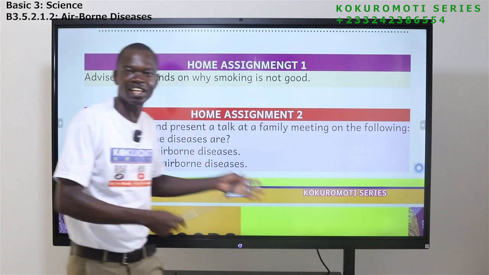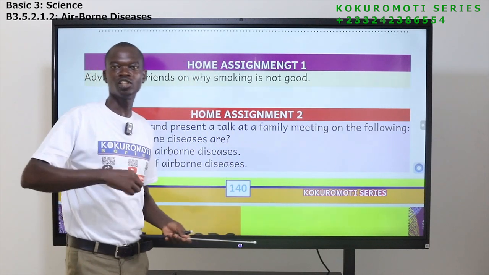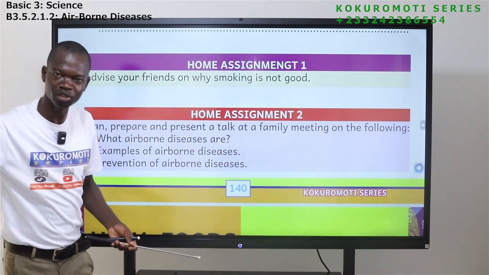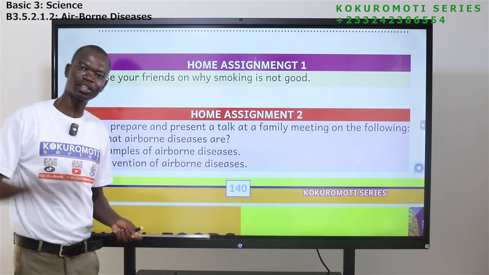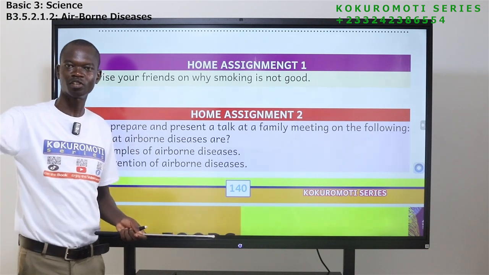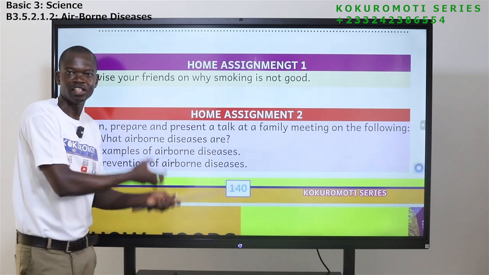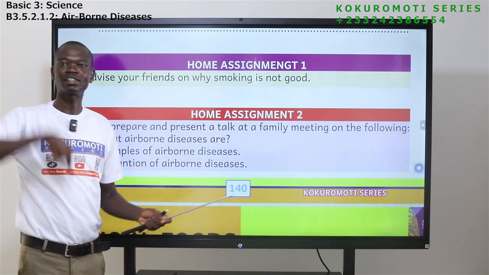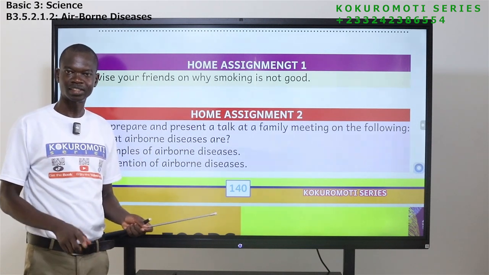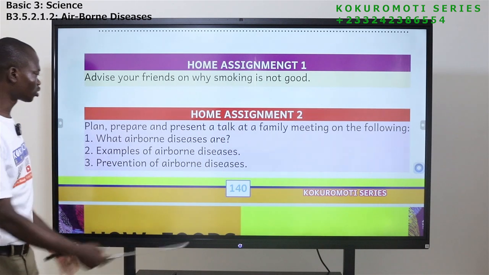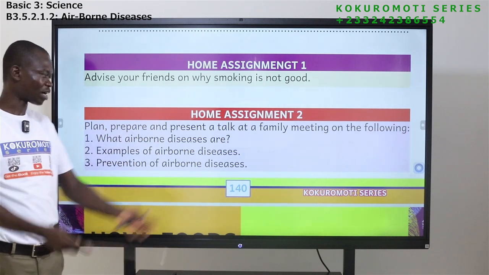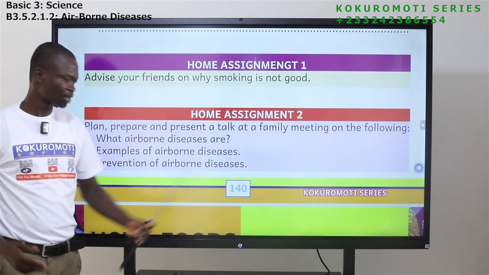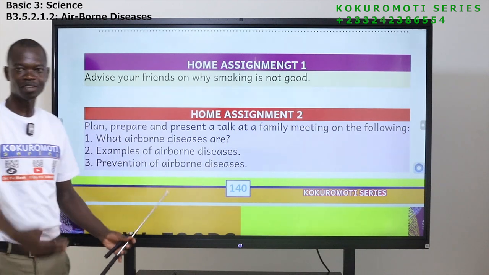In fact, educate them on this, because if you protect yourself and they also protect themselves, the family will be healthy all the time. But if you protect yourself and they do not protect themselves because they are not aware of this information, they will infect you. Do you get it? Okay, so what you should do is that you should tell them what airborne diseases are, the things that we have learned, examples of them, and how they can prevent themselves.